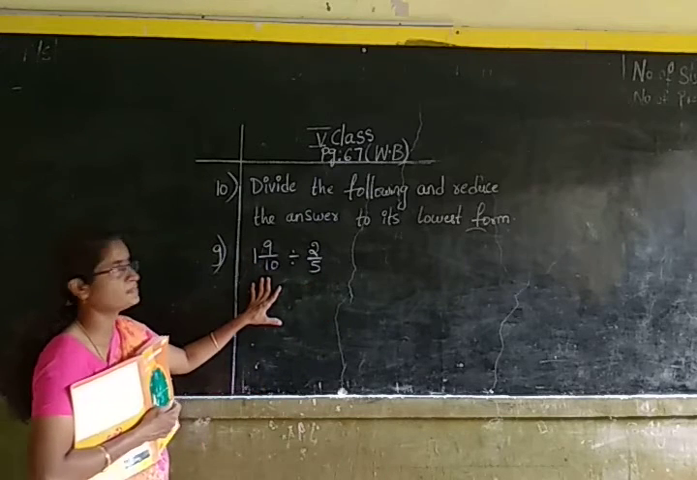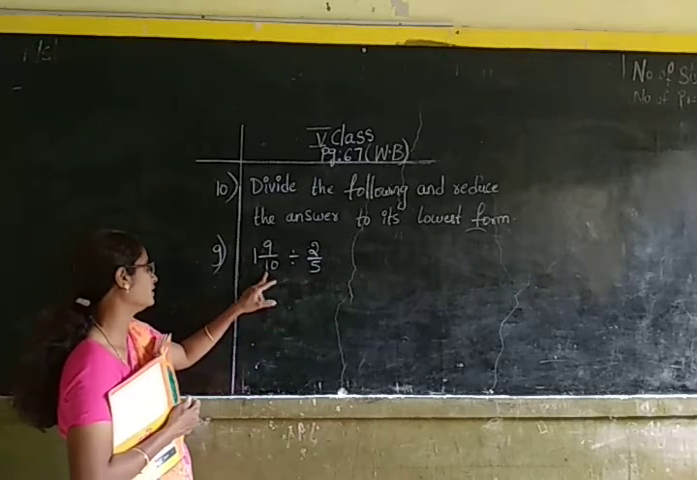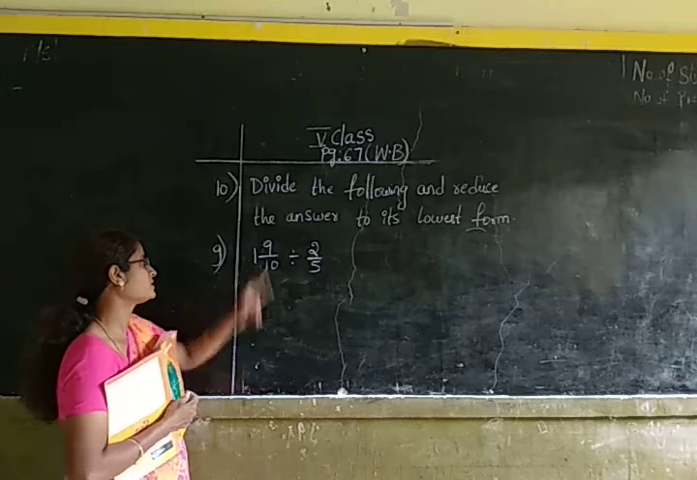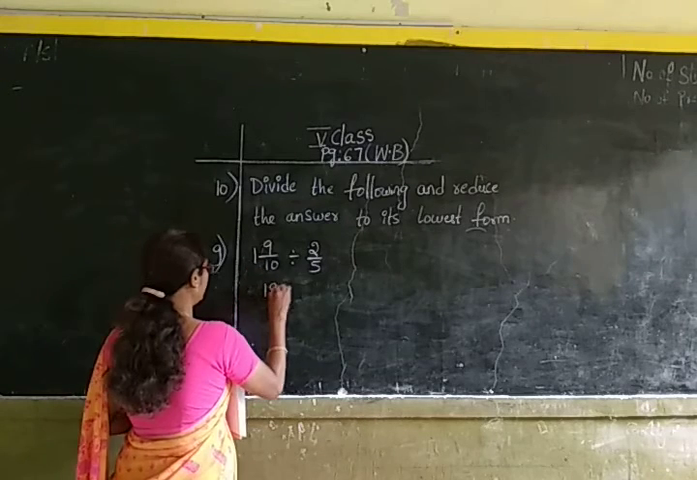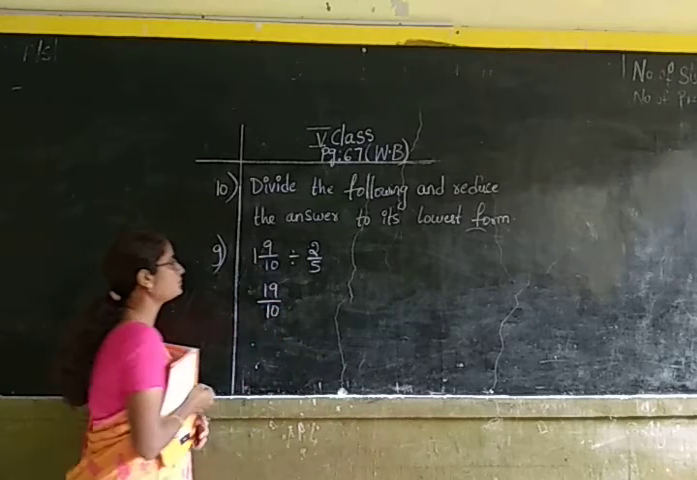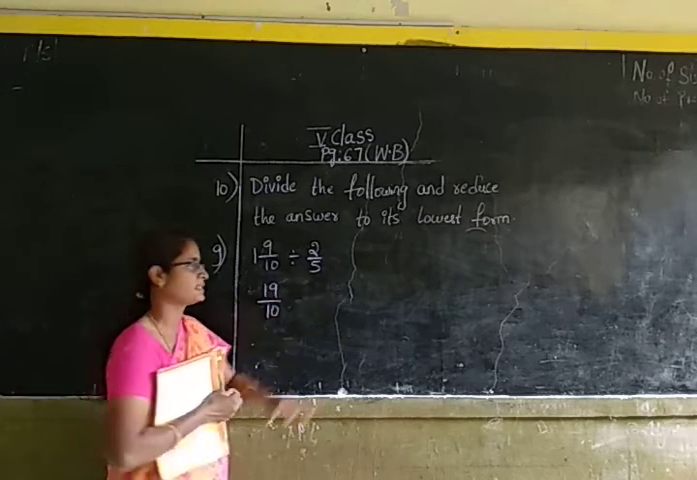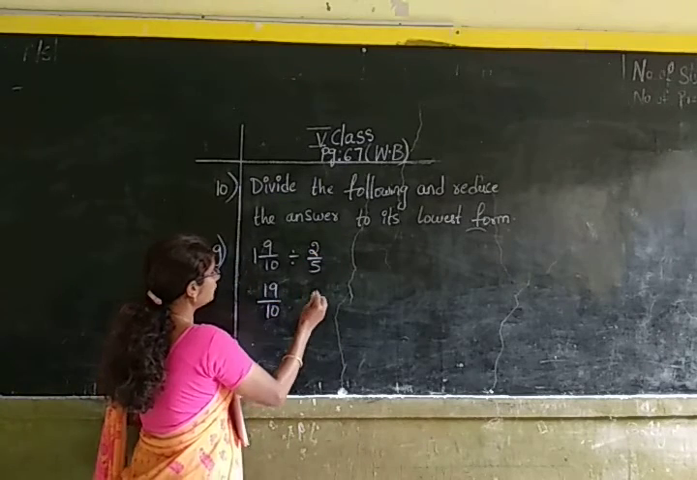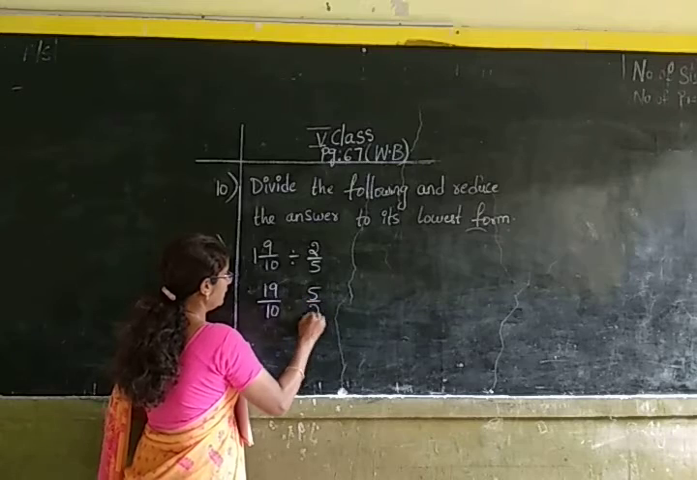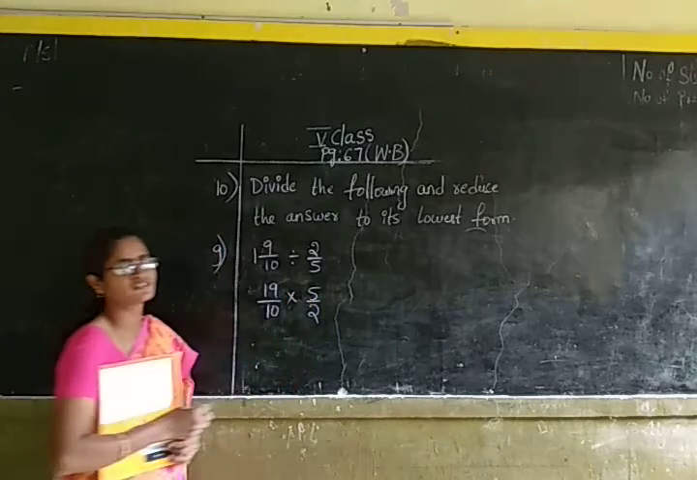First you have to change the mixed fraction into improper fraction. 10 1s are 10 plus 9, 19 by 10. After changing the mixed fraction into improper fraction, we have to write down the reciprocal of the second fraction. Reciprocal of 2 by 5 is 5 by 2. And then we have to multiply it with the first fraction.